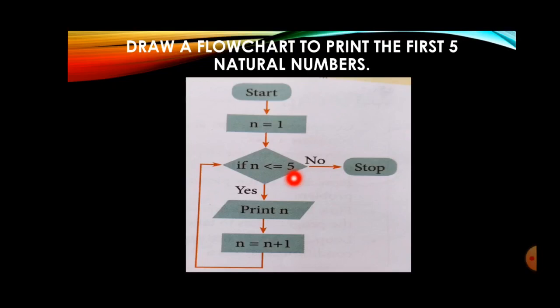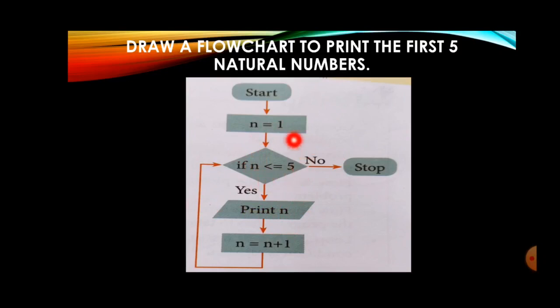The step is repeated again and again till n becomes greater than 5. So it will repeat it. Second time also it will check 2 is less than 5, then 3 is less than 5, then 4 is less than 5. When 5 comes, 5 is equal to 5, this statement will also be true. Then again it will print 5. But next time when it adds 1 to 5, it will become 6.